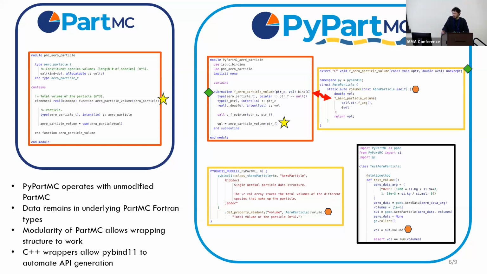And the whole reason that this specific wrapping structure works in our project is due to the modularity of PartMC. PartMC has many different modules where we have defined derived types and their associated subroutines, all contained. And that's why we can generate these wrappings in a very straightforward manner. And then the main development feat on the PyPartMC side is that we have the C++ wrappers, which allow us to take advantage of the PyBind11 framework that automates the API generation.